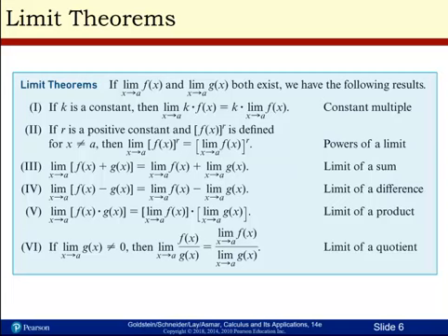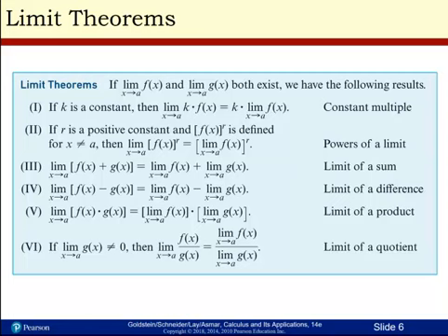Rule number 3, the limit as x goes to a of the quantity f of x plus g of x equals the limit as x goes to a of f of x plus the limit as x goes to a of g of x. This is called the limit of a sum. Number 4, the limit as x goes to a of f of x minus g of x is the same thing as the limit as x goes to a of f of x minus the limit as x goes to a of g of x. This is the limit of a difference.